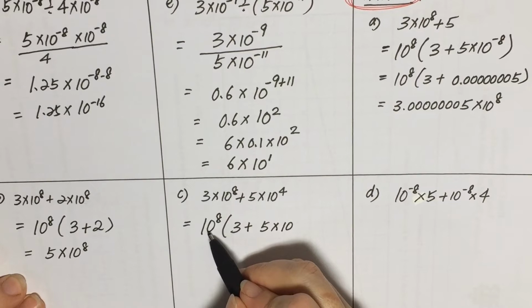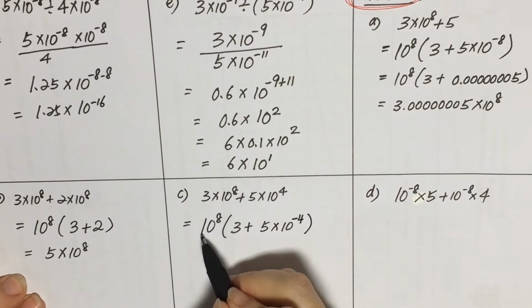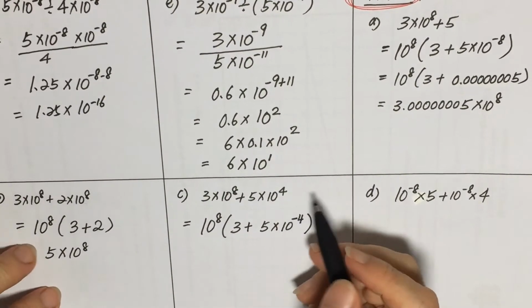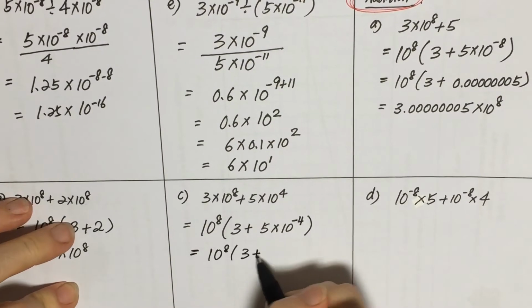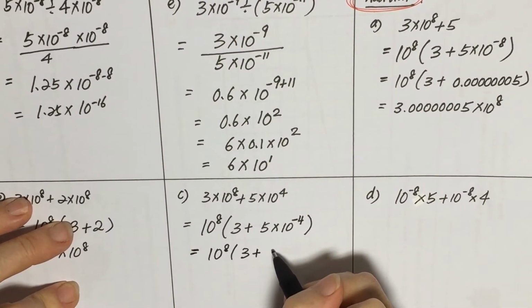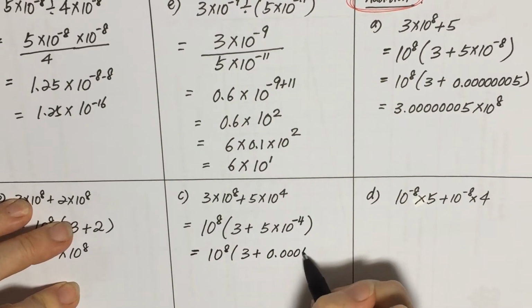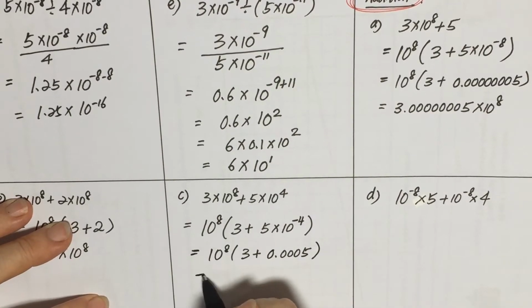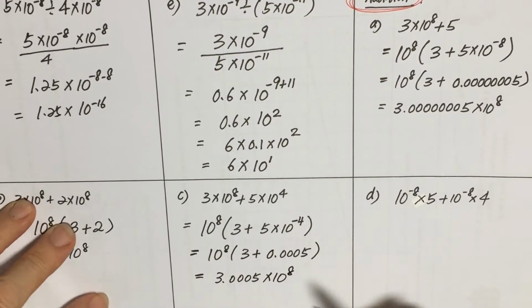So I already brought out 10 to the power of 8. So I need a 10 to the power of negative 4 to multiply with 10 to the power of 8 in order to get my 10 to the power of 4. So here I'm having 3 plus, now what is this value? This will be equal to 0.0005. See, 1, 2, 3, 4, 4 digits. So therefore we have 3.0005 times 10 to the power of 8.